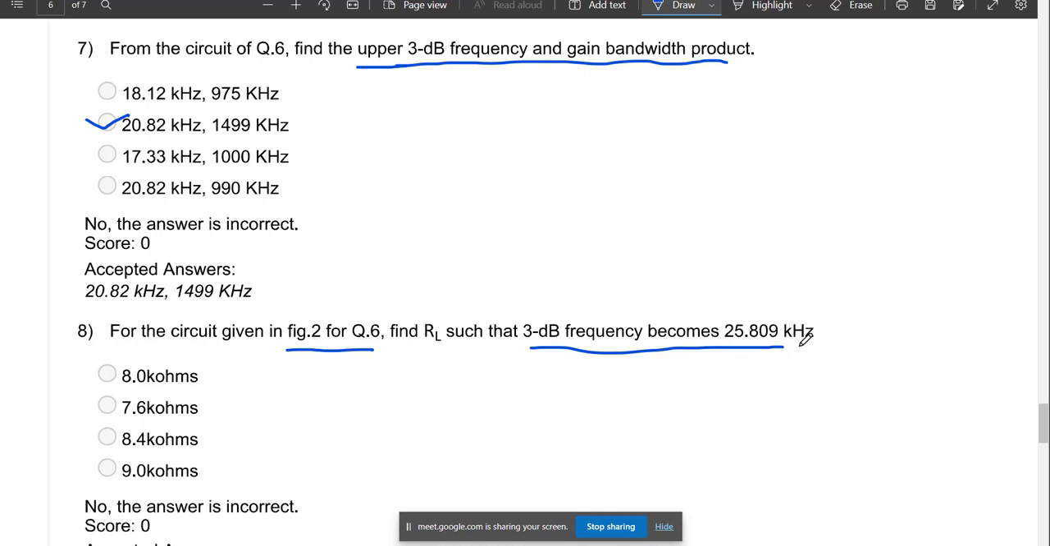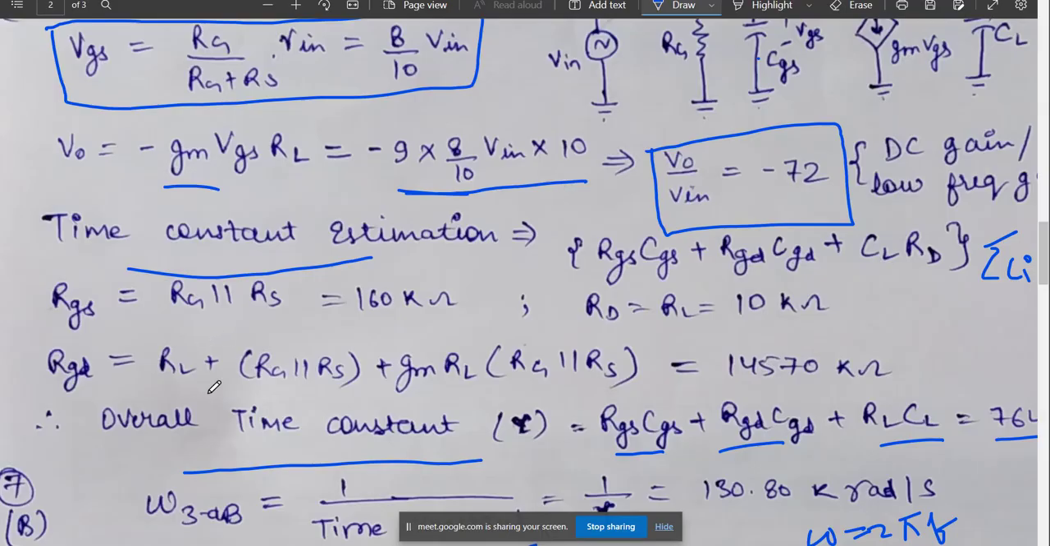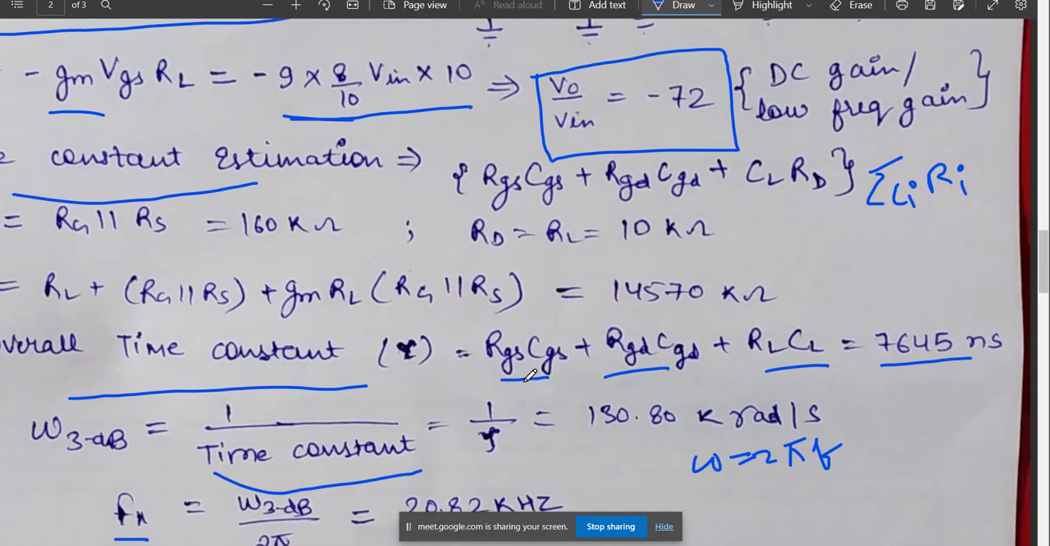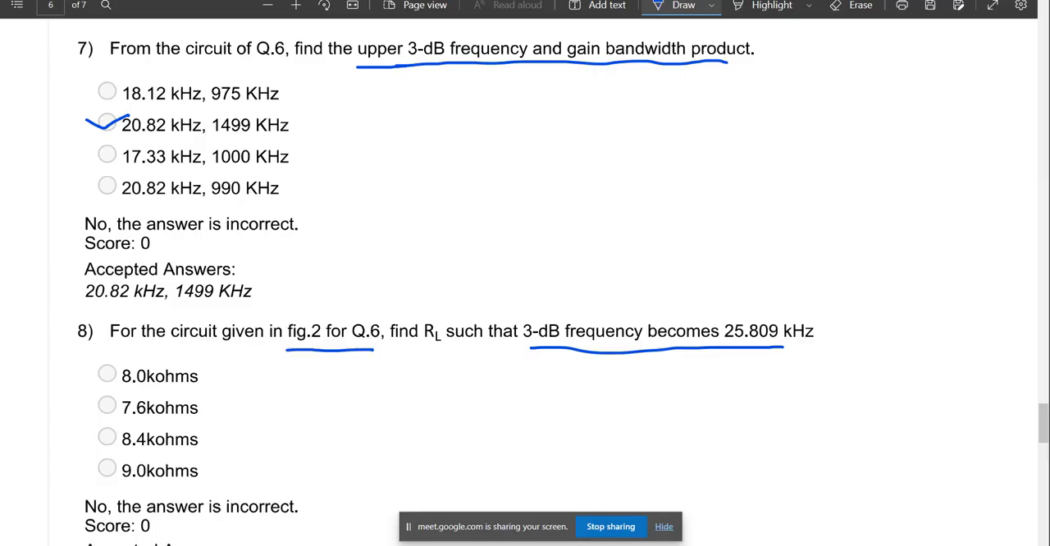For this, 25.8009 kilohertz, the value will change. So you have to trace it back. This value will change and then you have to find out the RL. You know the overall time constant is something like this, right? Here the frequency is given to you. Now you have to convert it into time constant, then put it in this formula and you will be able to get it. But not exactly this, you have to expand it to find out the actual value of RL.